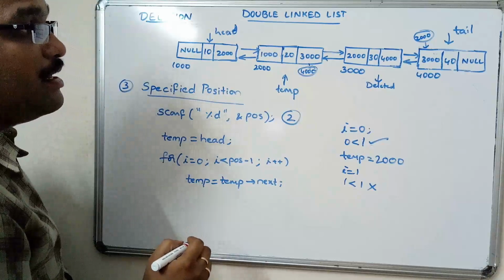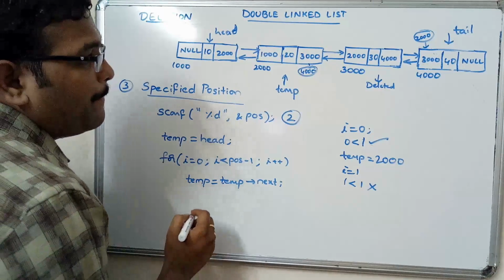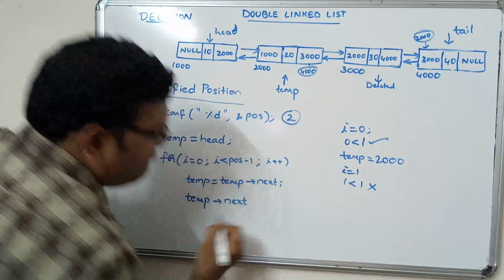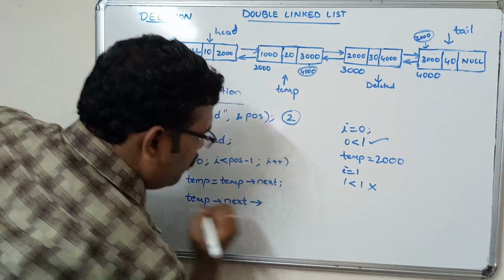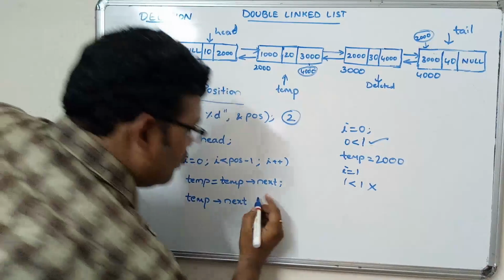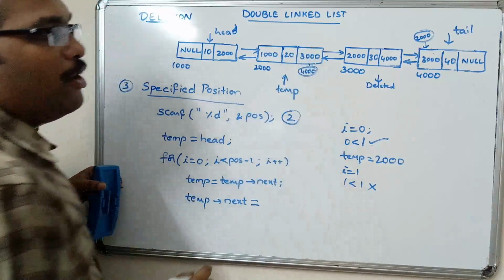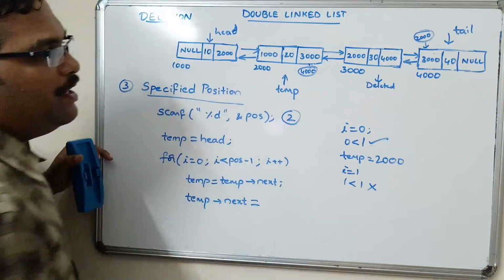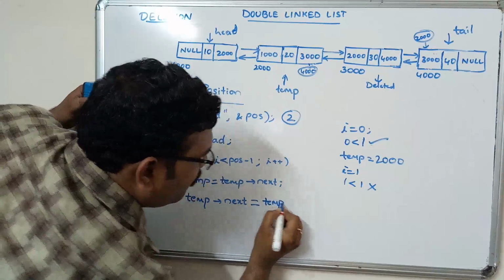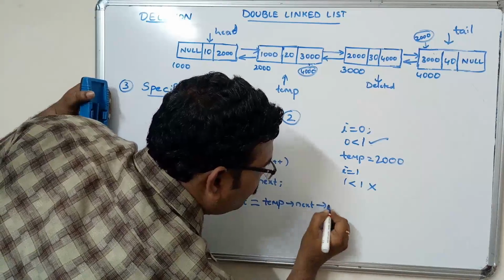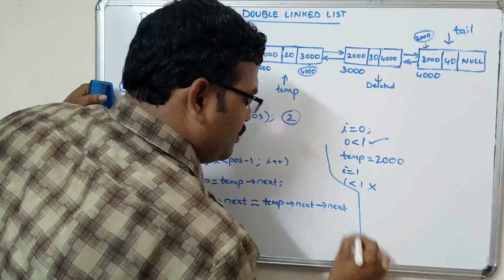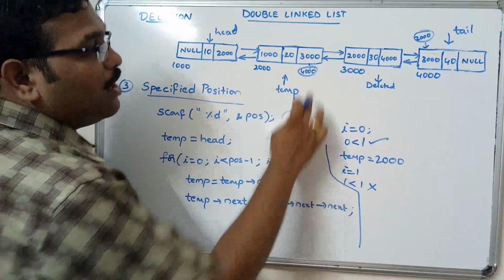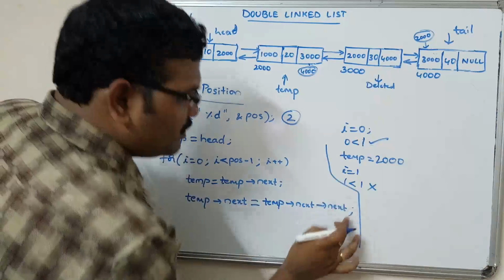Simply we can say that temp of next is equal to, so in this position what we have to place? 4000, right? 4000. So how this 4000 will be? Temp of next. See, so temp of next means 3000. 3000 of next means 4000. So 4000 is assigned to here.